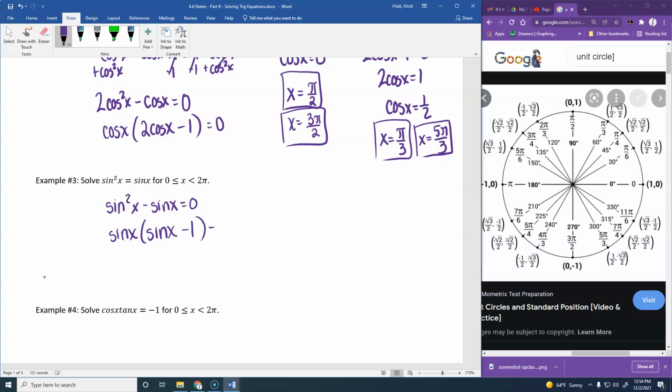So you'll see this is a strategy that we're going to use pretty often. Move everything to one side, factor. And so now we can do sine x equals 0. And over here, this is going to give us sine x equals 1. So we're looking at the whole entire unit circle, and we want to know anywhere sine equals 0, what values are those? 0 and pi.